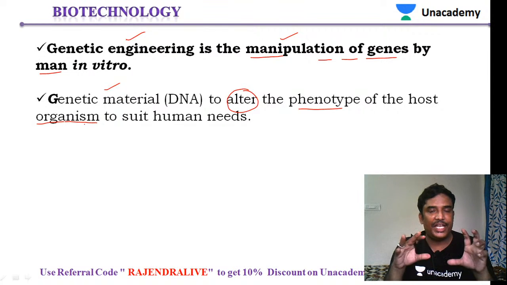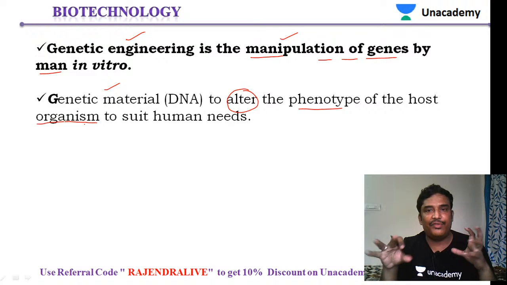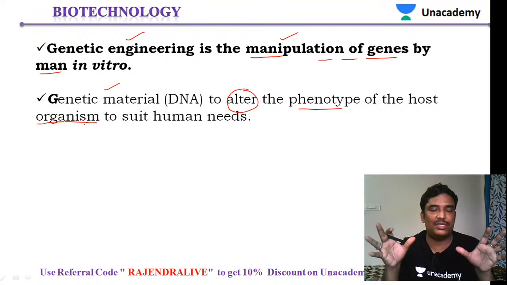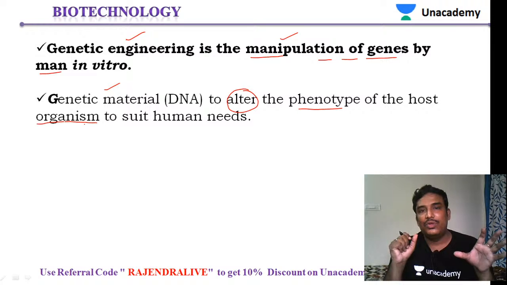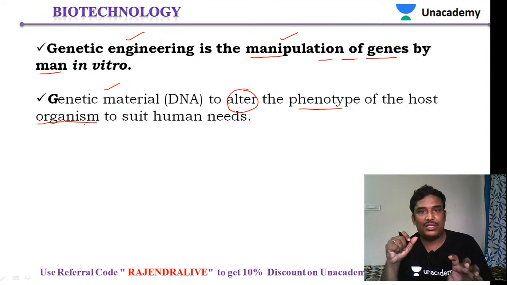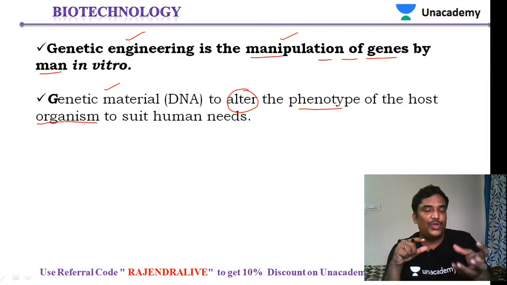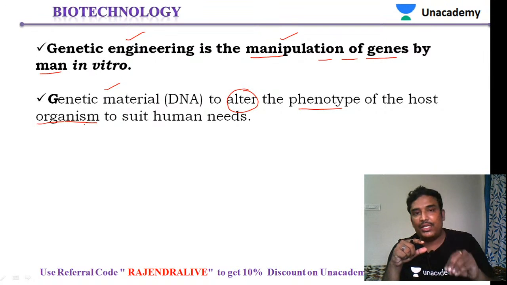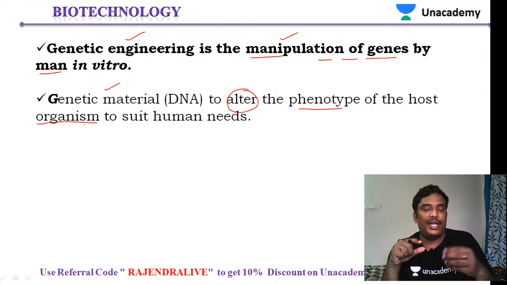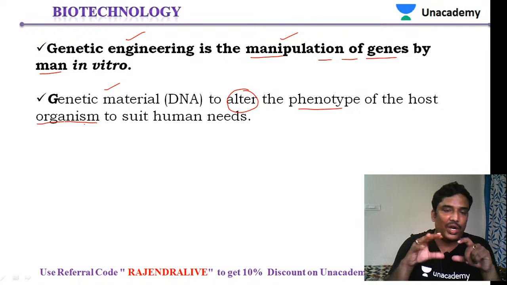In genetic engineering, what are we doing? We are manipulating, modifying the genes artificially in the laboratory. Due to modification of genes, the organism's basic properties are changed, and new properties are exhibited by the organism. Those new properties are suitable for human needs, and helpful to produce products which are helpful for human mankind. What is this particular sentence?